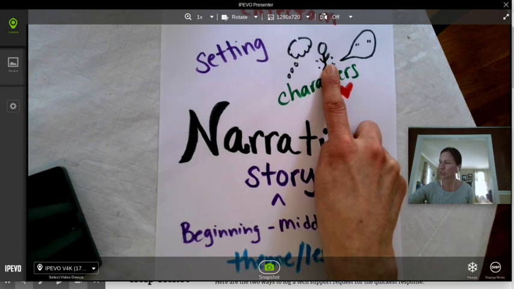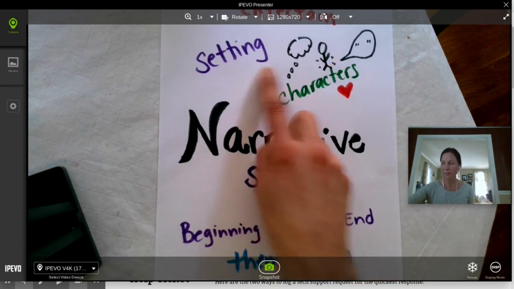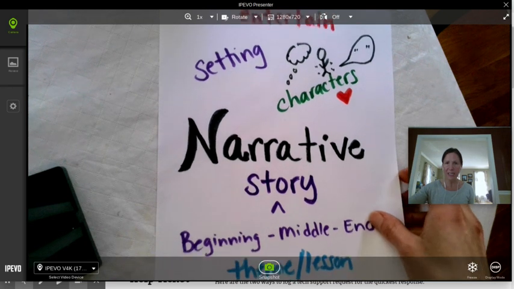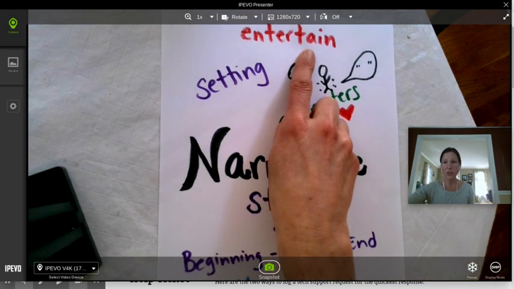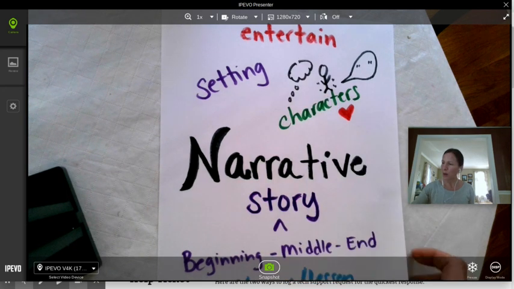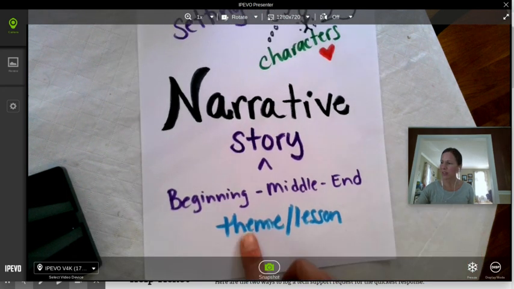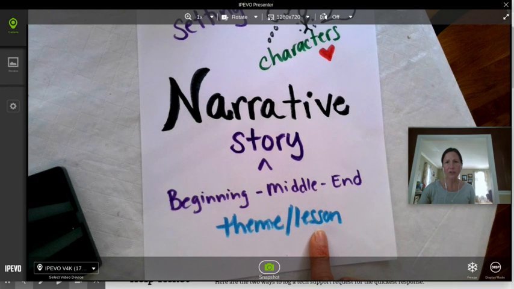Having a lot of action in your story. There's a setting, a time and a place that your story is taking place. The main purpose of our story as a writer of narrative is to entertain our audience, but we're also beginning to think about having a theme or a lesson that we want our reader to learn from our story, right?